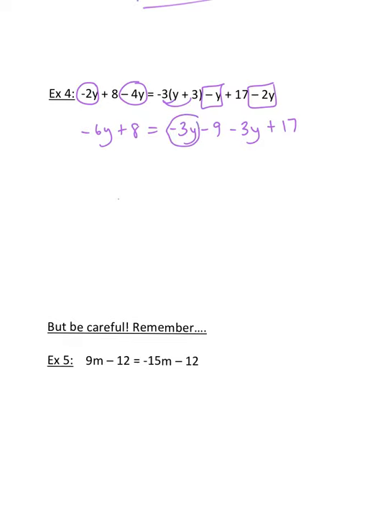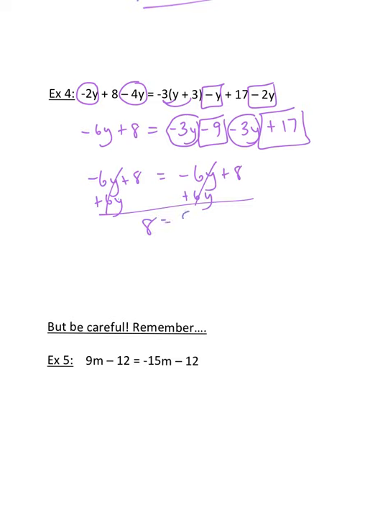Combining again, I have negative 3y and negative 3y gives me negative 6y, and negative 9 and positive 17 give me positive 8. When I have exactly the same thing on both sides, same exact expression, then everything will cancel out. If I add 6y, these cancel. If you subtract 8, these cancel. And you get basically no variables again, only numbers.